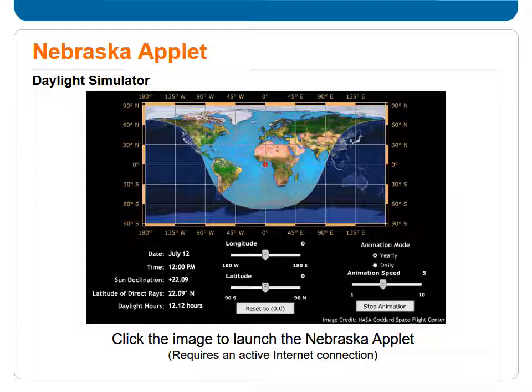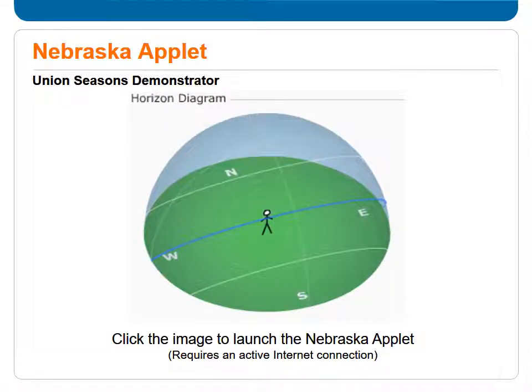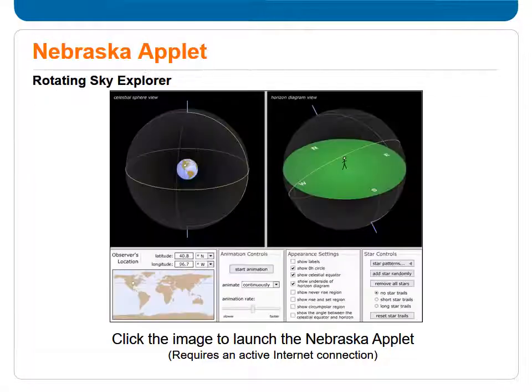We have the daylight simulator, showing how much of the Earth is in daylight at different years and times of the day. The Seasons demonstrator shows how the shadows and altitude of the sun at noon vary throughout the year at a particular place. The Rotating Sky Explorer, another one I highly recommend playing with. From this you can see different star patterns, which are the rise-set stars, which are the never-rise stars, and which are the circumpolar stars.